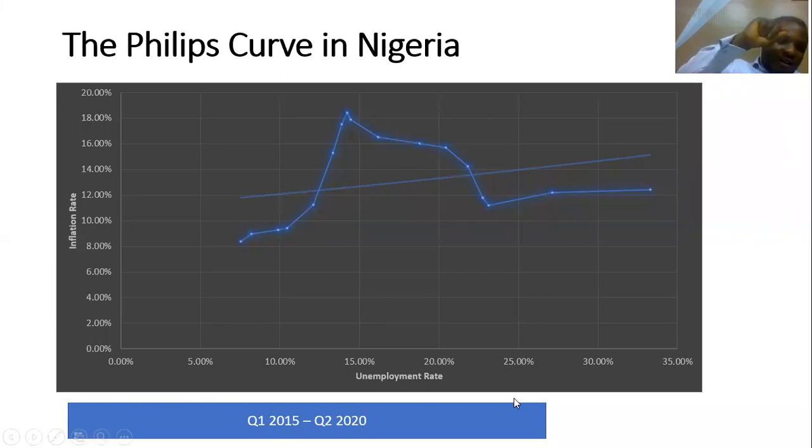And then I decided to plot the graph for Nigeria, to show the relationship between inflation this time around and the unemployment rate. Inflation rate is the growth rate in prices of goods and services. From my AD-AS, I have also shown that there will always be a one-on-one relationship between inflation and wage rates. For Nigeria, you can see that graph between the first quarter of 2015 and the second quarter of 2020. You can see that the Phillips curve does not hold for the case of Nigeria.